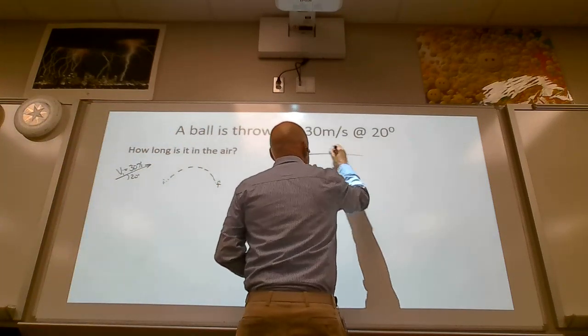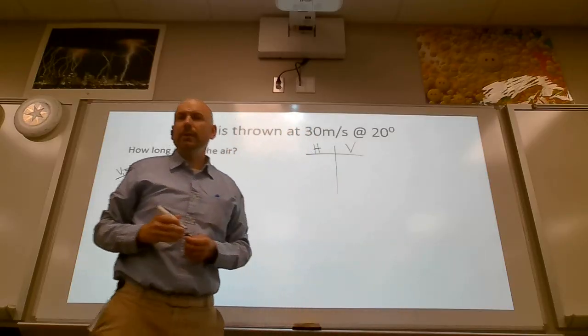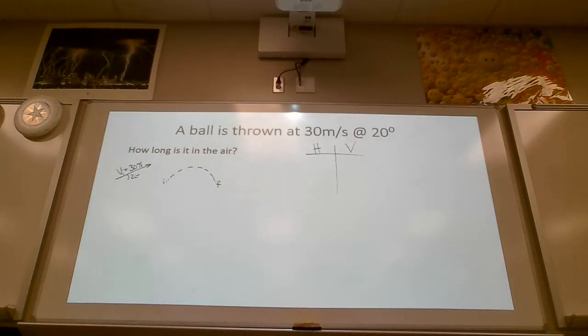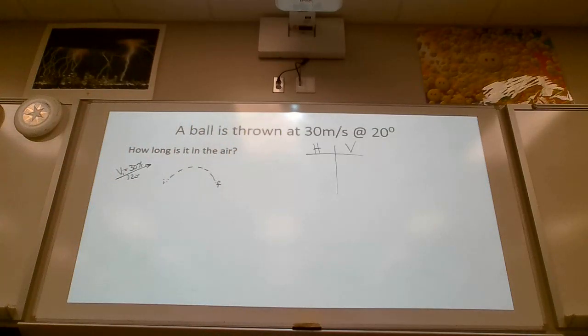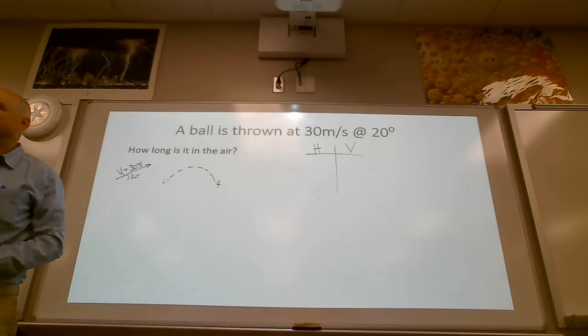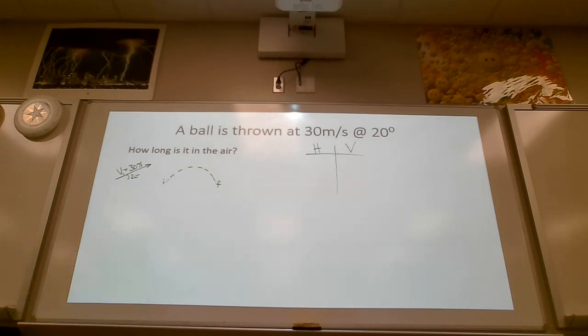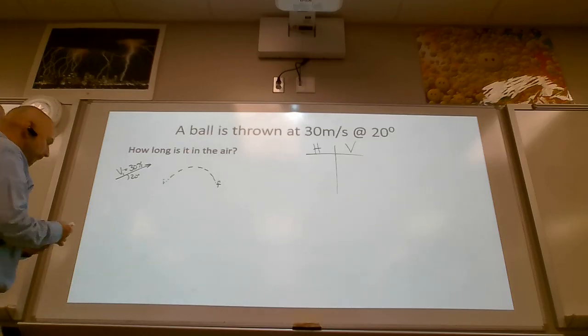Then I'm going to set up my chart. Horizontal and vertical chart. Which side does 30 meters per second go into? The horizontal or the vertical? Is this going purely horizontal? Purely vertical? Does not go in either one. Okay, so what do we do if you're given a vector at an angle? Do trig, do your components.